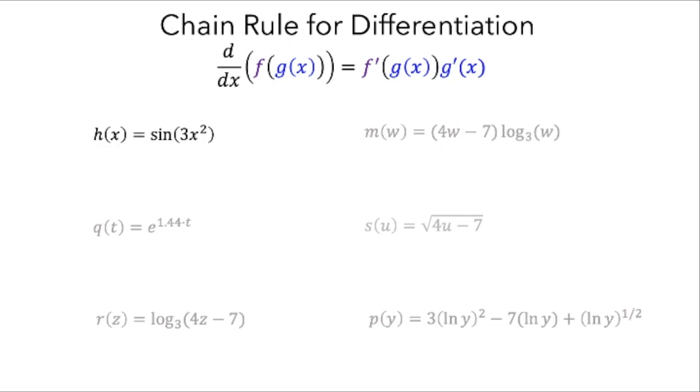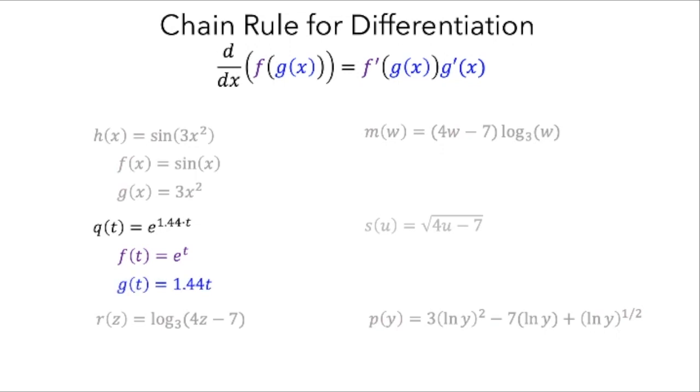For h of x, it's probably not too difficult to figure out the outer function will be sine of x, and the argument will be 3x squared. Because if you replace the argument of f of x with g of x, you get sine of 3x squared. For q of t, it might be a little more difficult to see. But you can use f of t equals e to the t as your outside function, and g of t equals 1.44t as your argument. So q of t is a composite function, and you could use the chain rule to compute its derivative.